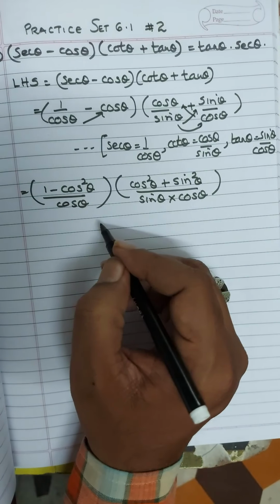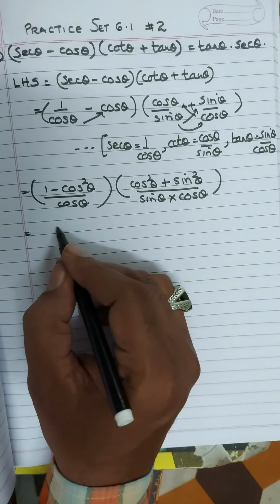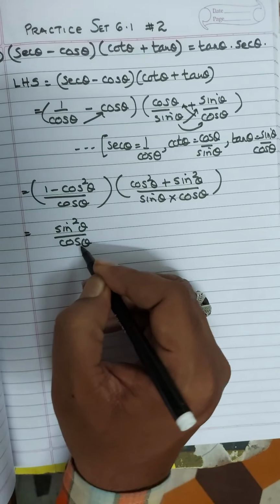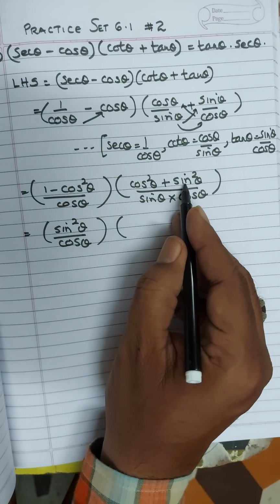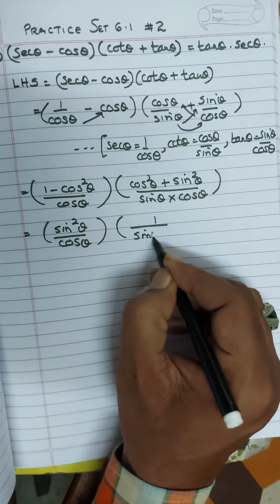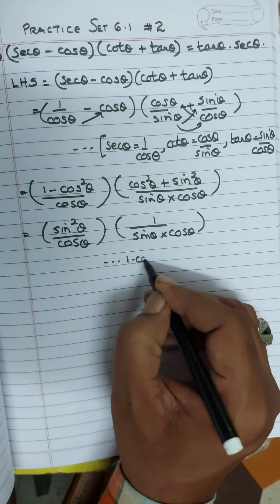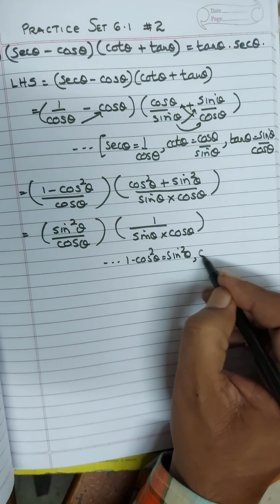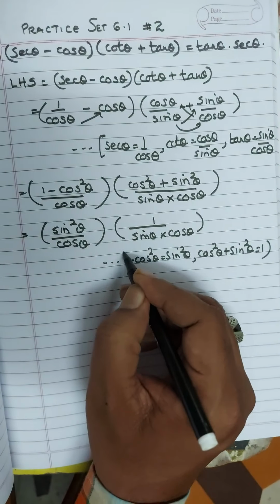Now see here, 1 minus cos square theta is sin square theta. Look at the identity. So 1 minus cos square theta is sin square theta, and this cos theta will remain as it is, in one bracket. And here also cos square theta plus sin square theta equals 1. This is the first identity, and sin theta into cos theta will remain as it is. Again we need to write the reason how it came. In place of 1 minus cos square theta we have written sin square theta, and one more, cos square theta plus sin square theta equals 1. In this way we can write the reason also.